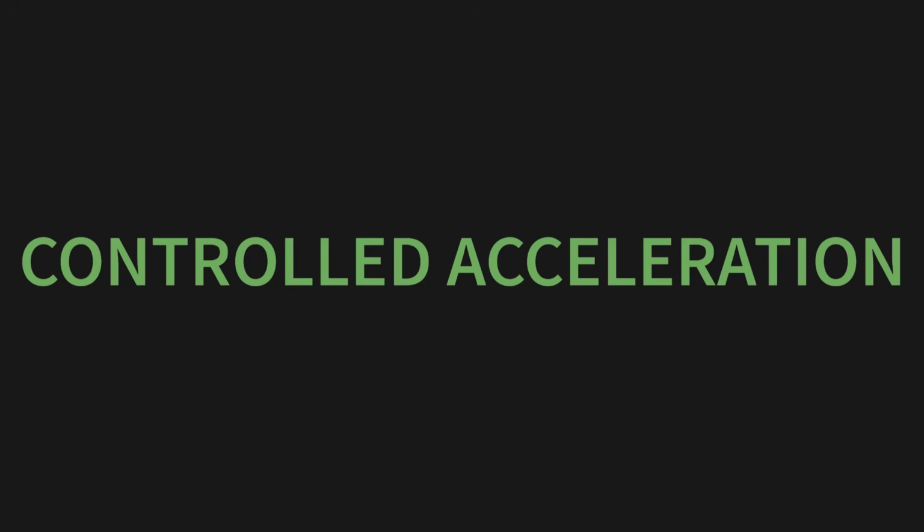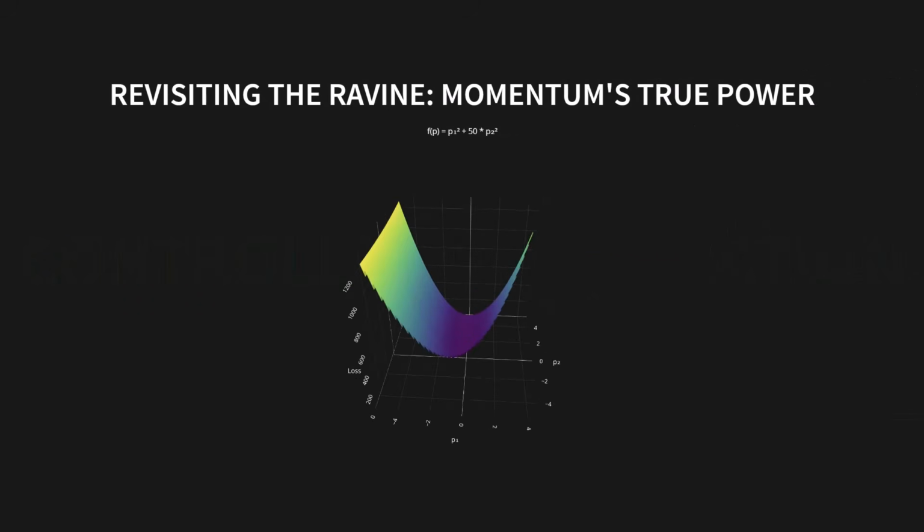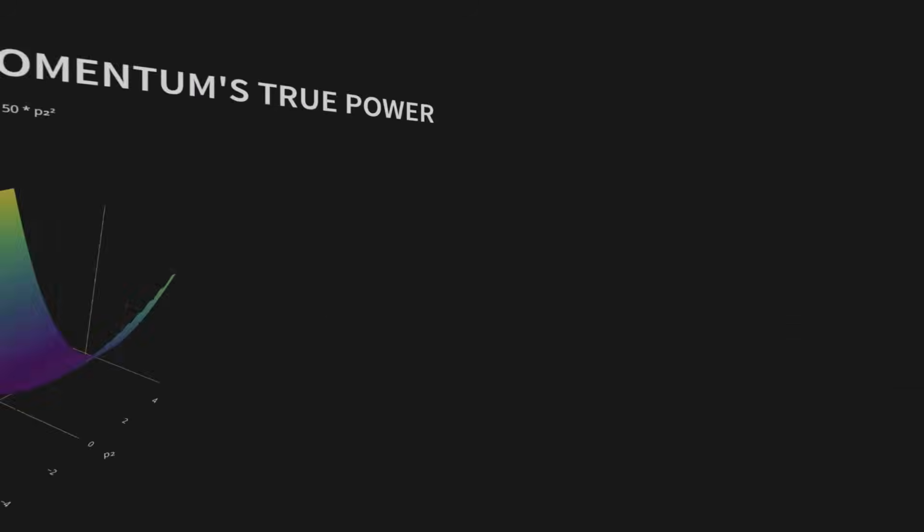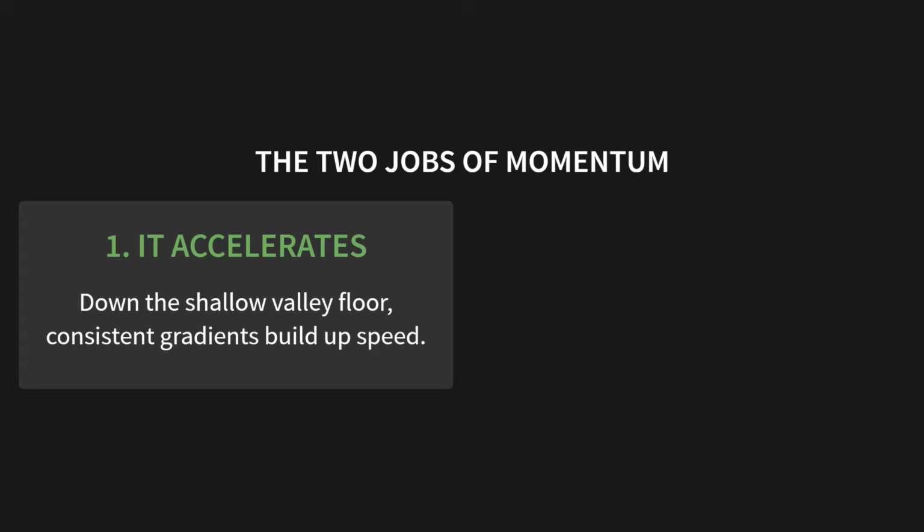Now, that was a simple example, but this is where momentum's true power is revealed. Let's revisit that ravine problem. In a complex loss landscape like this, momentum performs 2 critical jobs at once. 1, it accelerates. Down the shallow valley floor, where the gradients are small but consistent, momentum builds up speed and makes progress much faster. 2, it dampens.